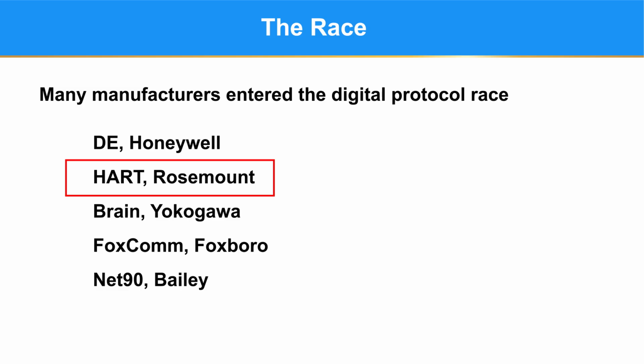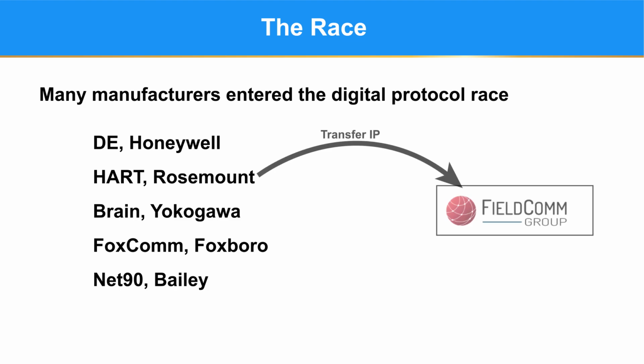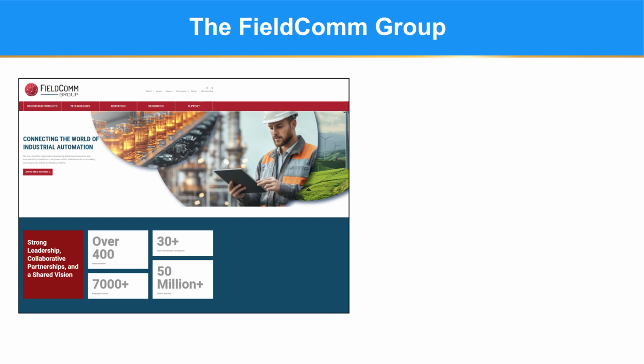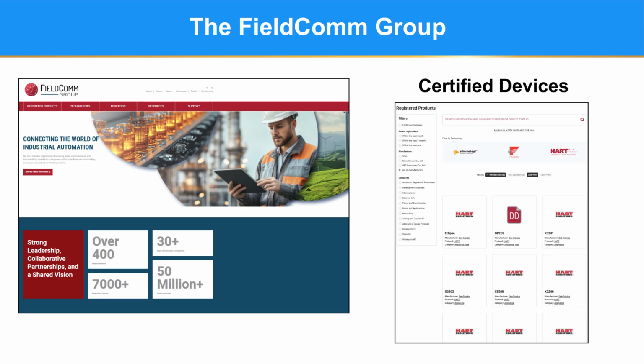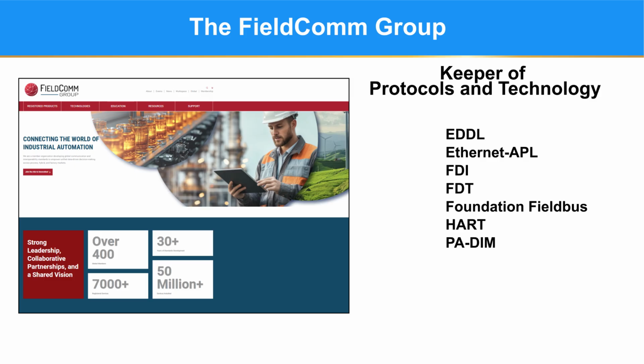Rosemount knew it was going to be a struggle for competitors to adopt HART, so they donated the protocol intellectual property and governance to the HART Foundation, which has morphed into what we know today as the FieldComm Group, the keeper of many protocols and technologies used in the industry. The FieldComm Group is also where manufacturers get their devices certified that they meet the standard, and is an industry resource for a multitude of device drivers.